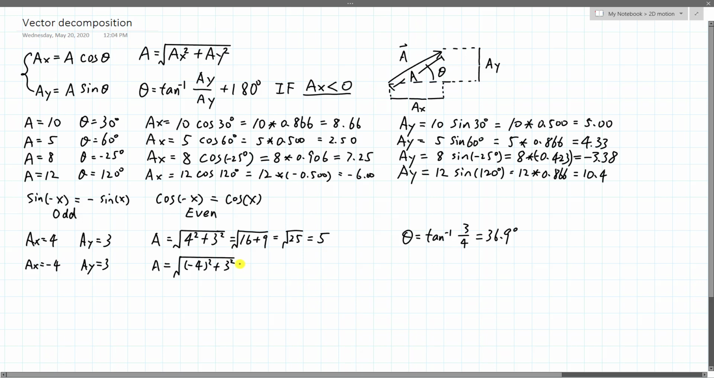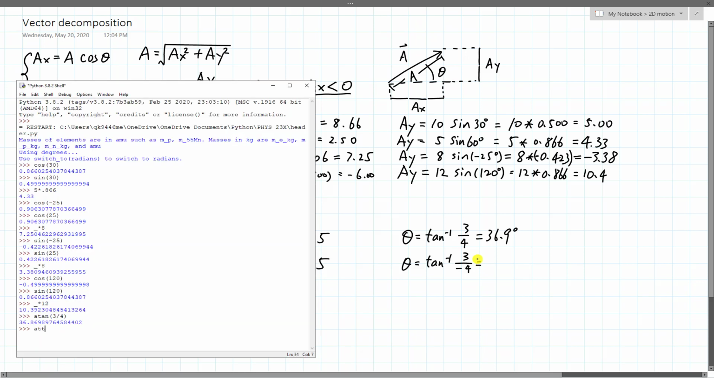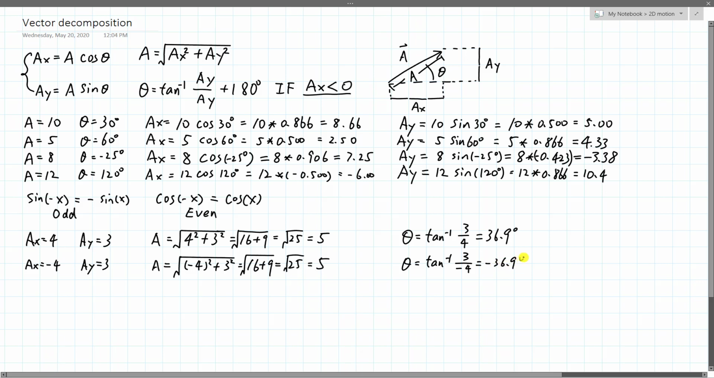Square. Okay, so that is again 16 plus 9. So it seems like the length is the same, and the square root of 25 is 5. I'll probably skip some of these steps next time. And the angle is arctangent of ay over ax. Ay is 3, ax is minus 4. Okay, so let's see what our calculator tells us. So arctangent of 3 over, remember the parentheses, -4. Okay, so that is minus 36.9 degrees. But wait a second.